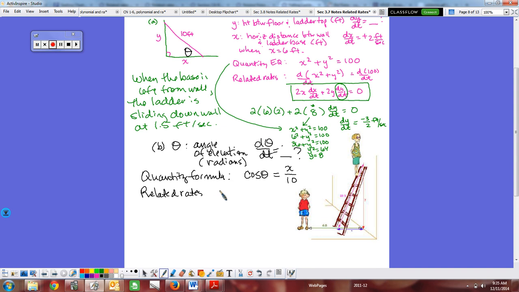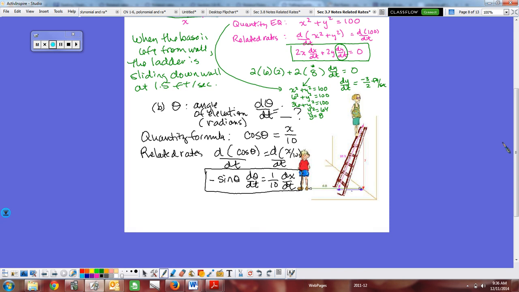So for our related rates formula, we're going to take the derivative of cosine of theta with respect to t, and the derivative of x over 10 with respect to t. The derivative of cosine is negative sine theta, and then don't forget your d theta dt. And then the derivative of x over 10, or 1/10 x, would be 1/10 dx dt. So here is my related rates formula, and that's what we're going to plug our information into.